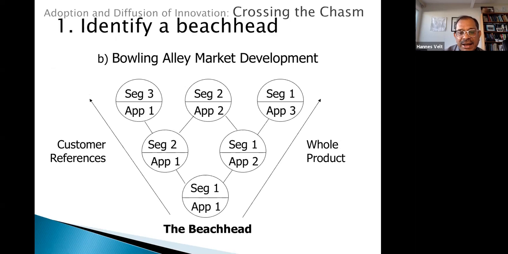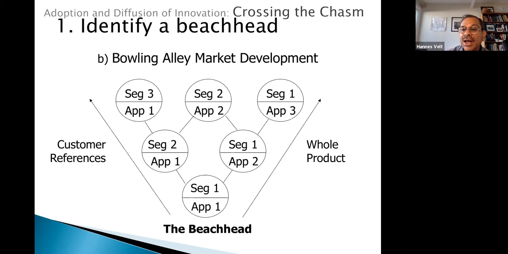Here is the bowling alley analogy. The beachhead is segment 1 with application 1. To take my favorite example of the Segway, the two-wheeler that you can see a lot of tourists on now in most of the major cities. They have these companies offering tours on the Segway. Initially, it was launched as a mass market product for $8,000, and it fell into the chasm because the mass market was not ready. Then what did they do?